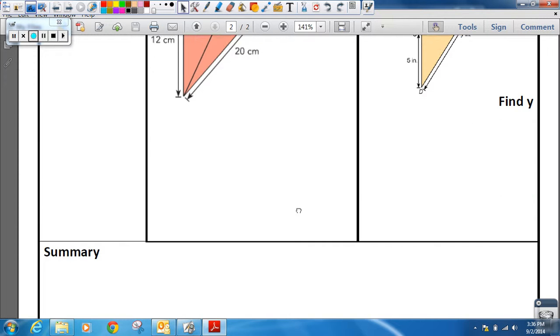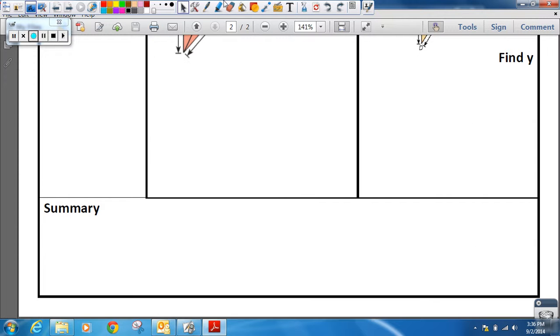For your summary, that is your assignment. So you already have the guided practices you need to complete. Your assignment then for this part is page 16 and 17, and it's numbers 1 through 10.